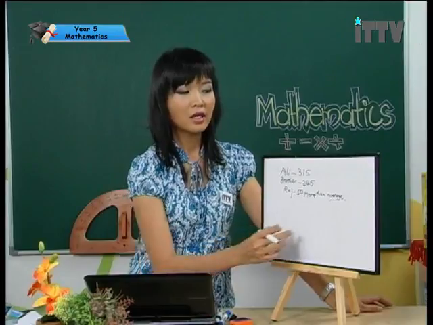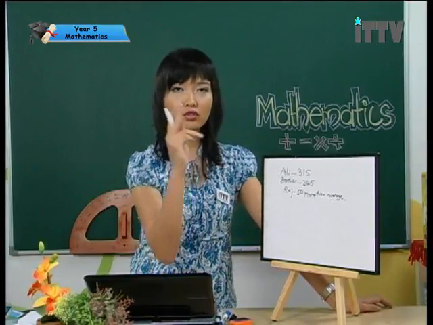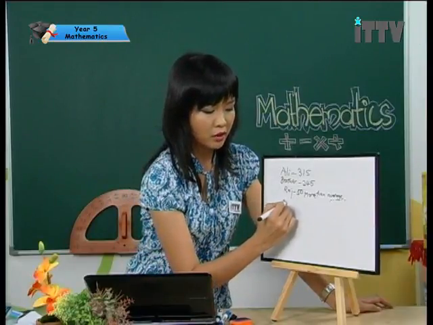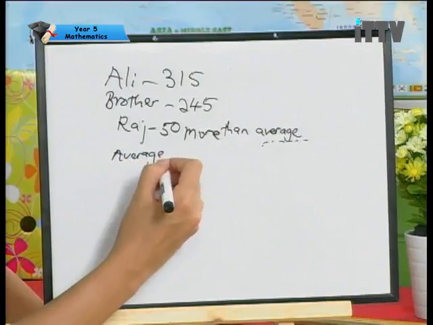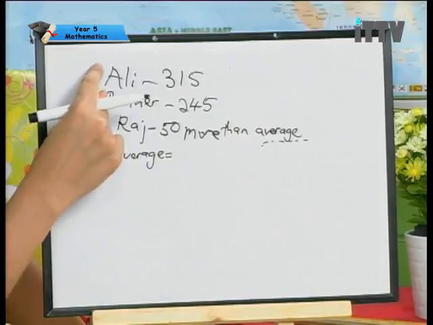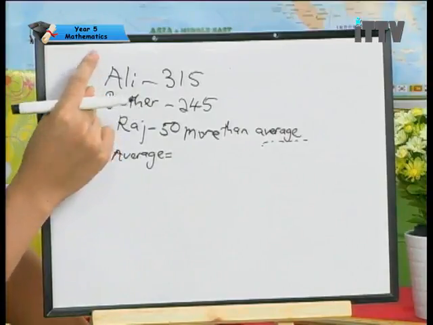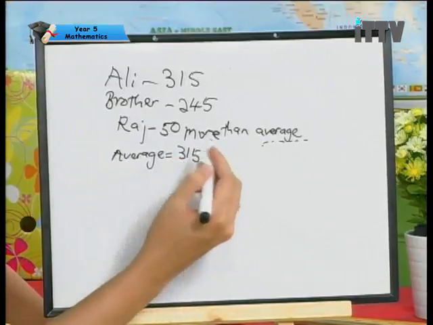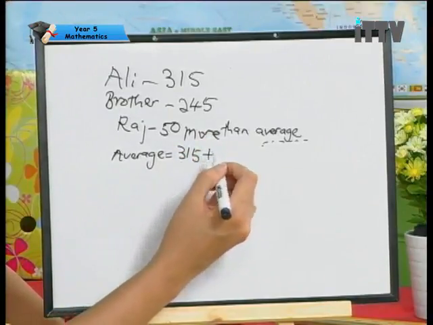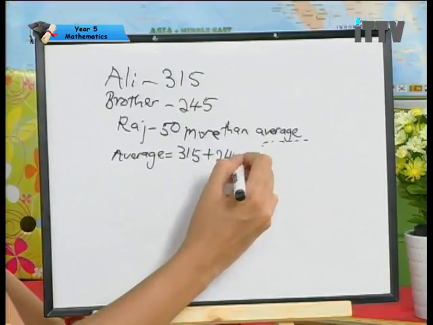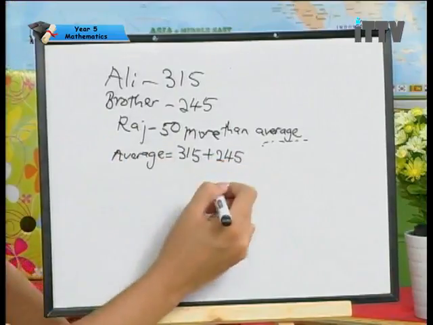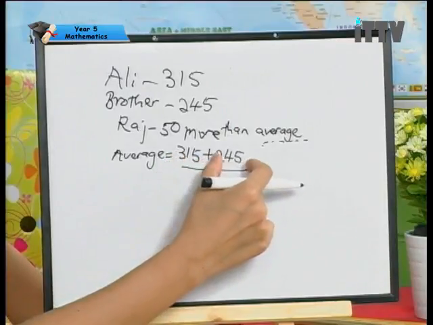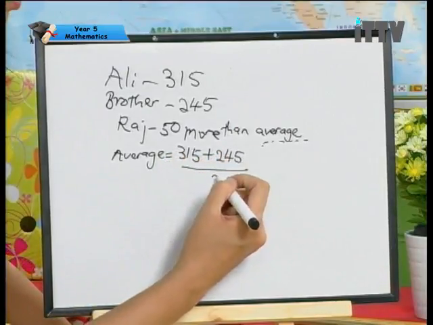So in this case, if we are talking about the average of the two brothers' stamp collection, let me just put it here. The average would be, we take the total of stamps collected by Ali and his brother. 315 plus, total, yeah? It's always plus. 245. Divided by the number of groups. How many groups here? One group, two groups. So divided by 2.